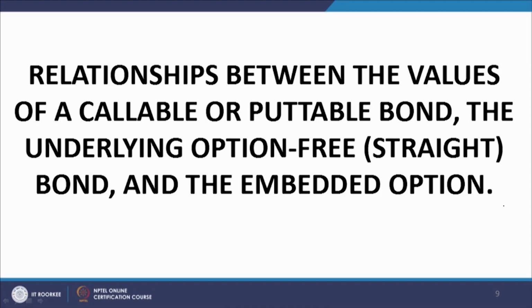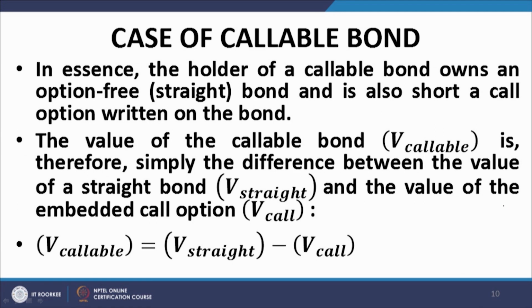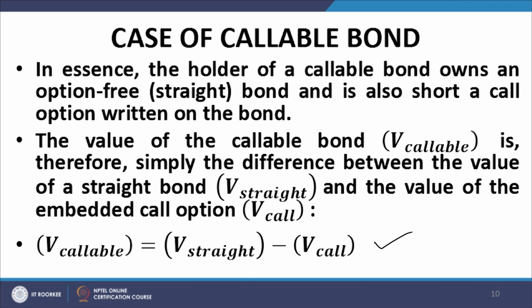Now, the relationship between the values of a callable or putable bond, the underlying option-free or straight bond, and the embedded option. Insofar as the callable bond is concerned, obviously the call option confers a right on the bond issuer. Therefore, the bond holder is short in the call option, as a result of which the value of the callable bond would be less than the value of the straight bond by the amount of the value of the call option embedded in that particular bond, and hence we have this particular relationship.